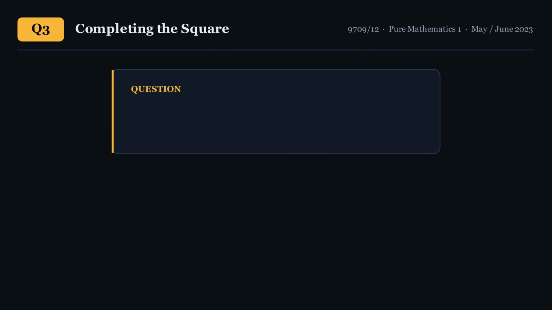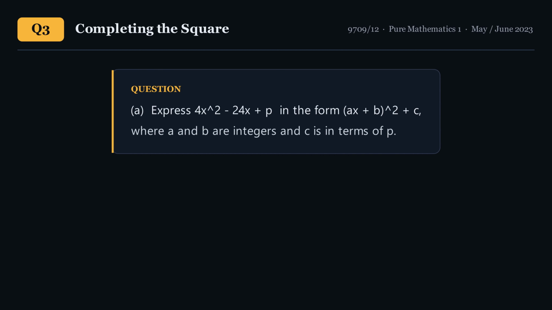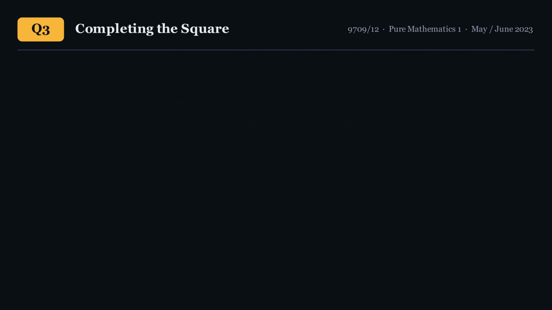Question 3. Completing the square. Pure Mathematics 1, May-June 2023. Part A. Express 4x squared minus 24x plus p in the form a(x plus b) squared plus c, where a and b are integers and c is in terms of p. Now let's work through the solution step by step.